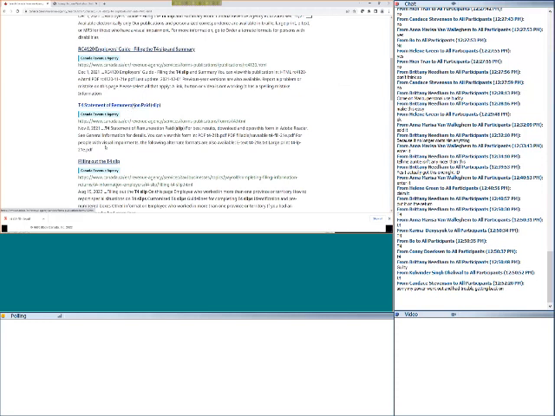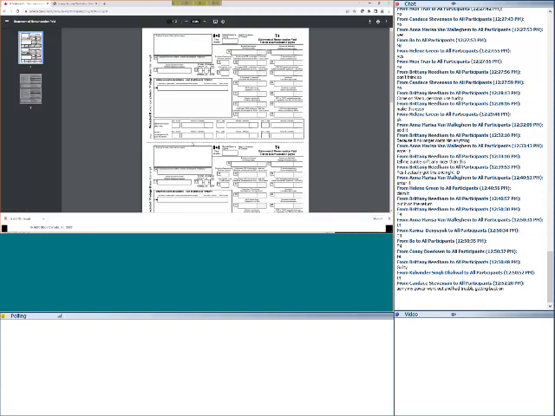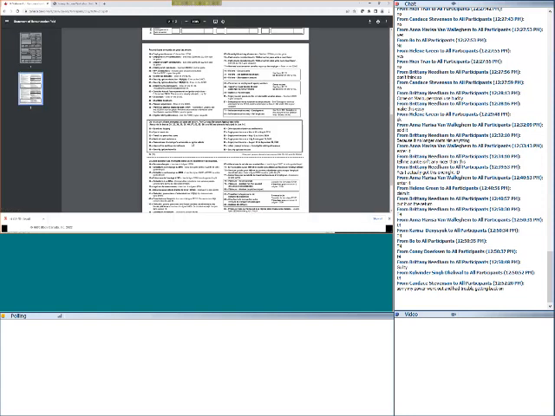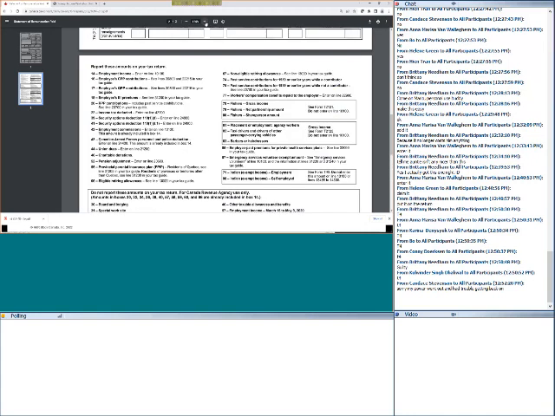But it will also just give me the slip itself. So if I choose T4 slip and I open it up, what I like about this is it's going to give you that second page that I was talking about that tells you what all of the boxes are and what to do with them.